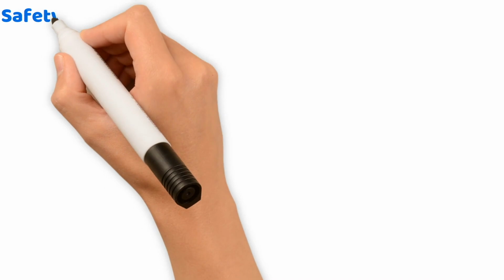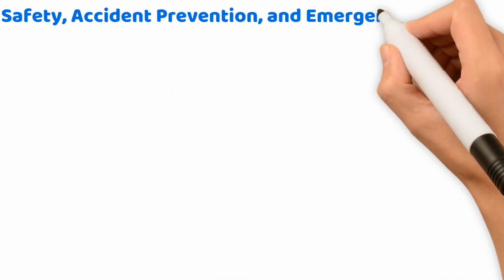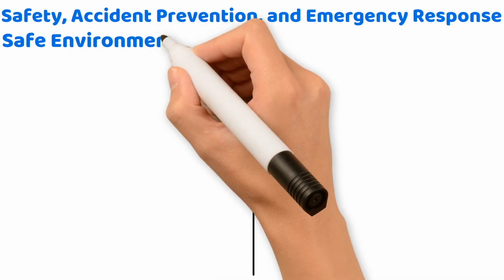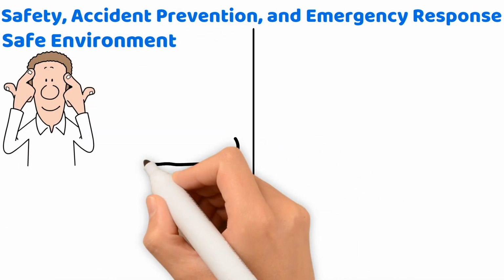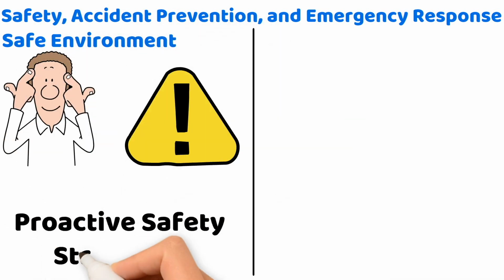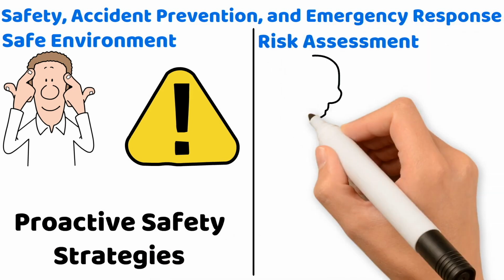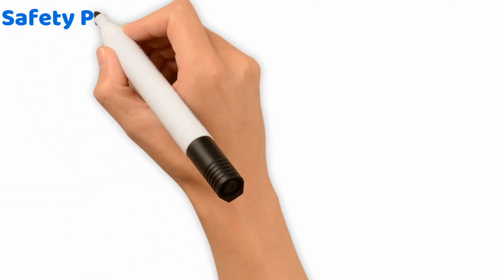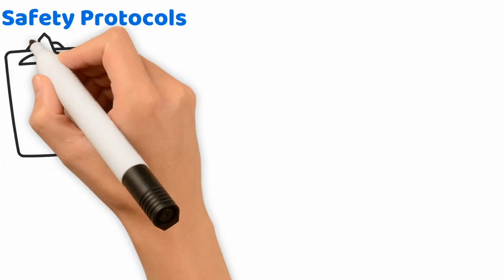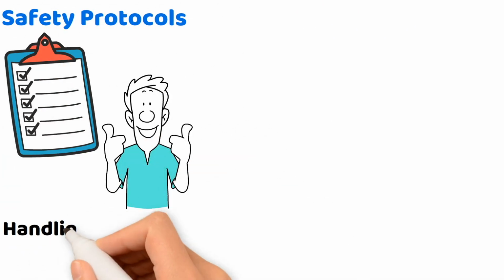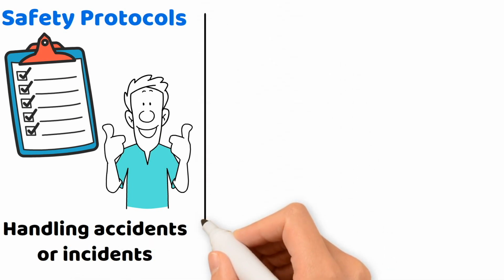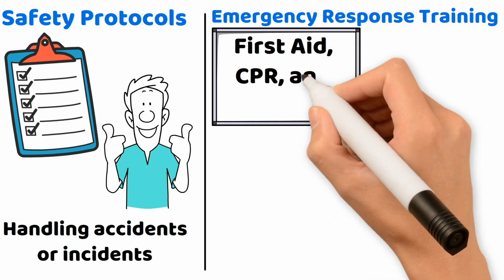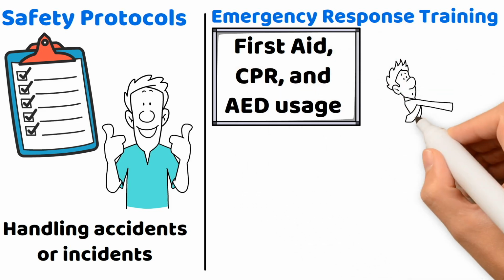Let's now transition to the safety, accident prevention, and emergency response section of your exam. Creating a safe environment involves a thorough understanding of potential hazards and implementing proactive safety strategies. First, risk assessment involves identifying potential hazards in your classroom or school environment. Second, safety protocols should be established and enforced, including clear procedures for handling accidents or incidents. Third, emergency response training, such as certification in first aid, CPR, and AED usage, is essential for teachers.